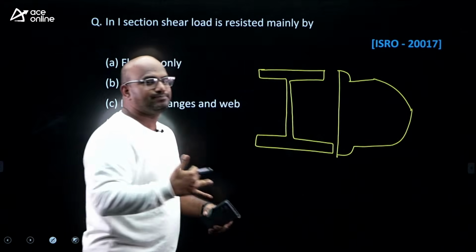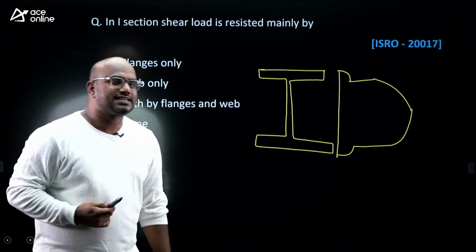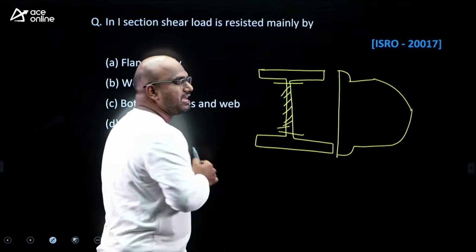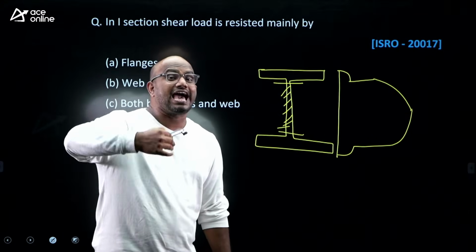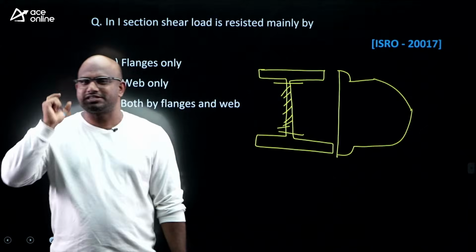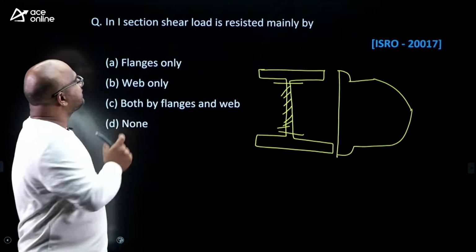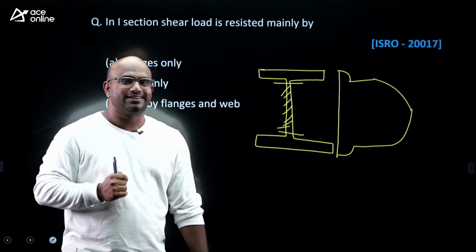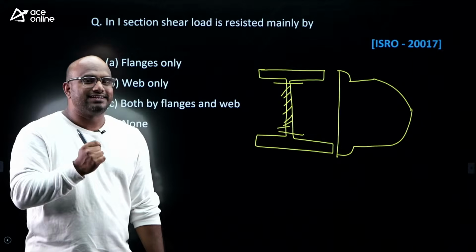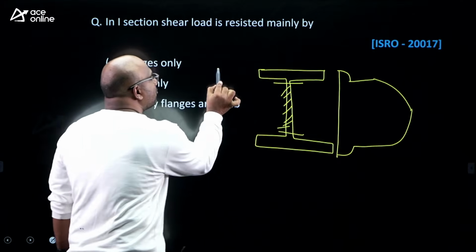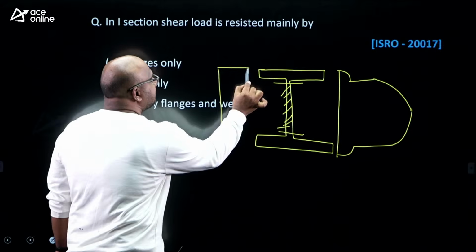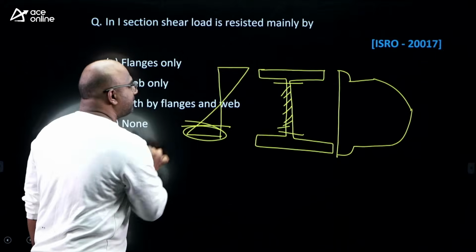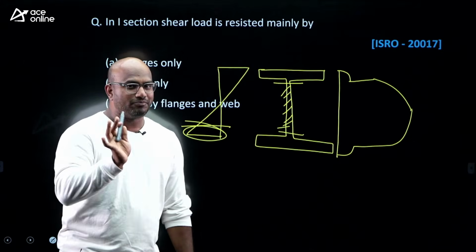As I told you, stress means resistance. Which part is resisting more? My web part is resisting more. As the web part is resisting more, it carries more shear load. Suppose the same question is twisted for bending load being resisted mainly by, then the answer should be the flanges. Why? Because this is a typical bending stress variation, so most of the stress is carried by the flanges only. I hope this is clear.